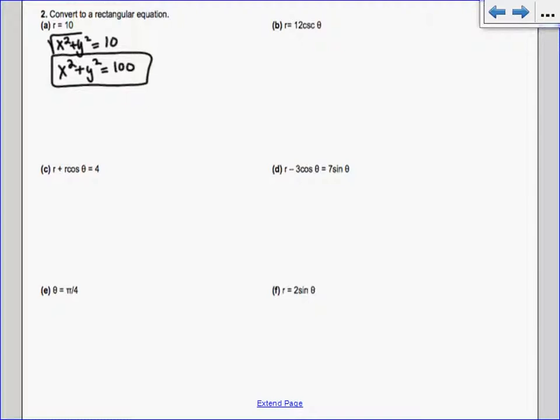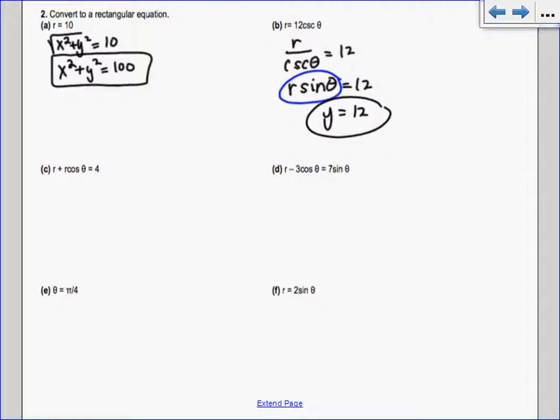Okay, if we have r equals 12 cosecant theta, well, we're kind of close to the form that we know. If we divide by cosecant theta, we get r times sine of theta equals 12. And r sine of theta is the same as y, right? So we get y equals 12. Okay, so the first one was a circle, part A. This one, y equals 12, ends up just being a horizontal line through 12.